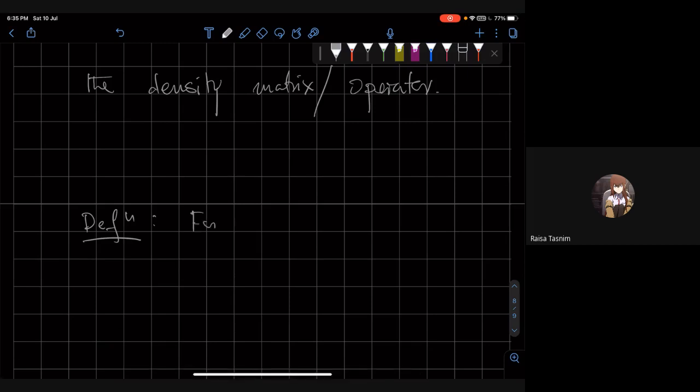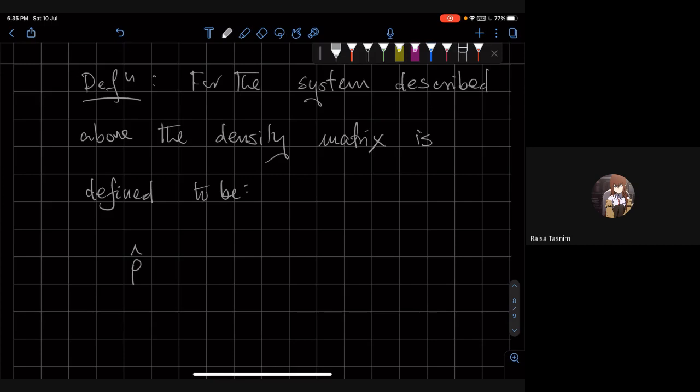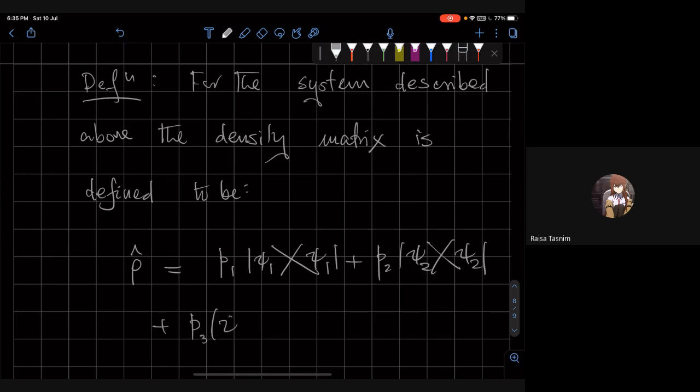Okay, for this system or situation described above, the density matrix is defined to be, so it's an operator, so I'm going to put a hat here, although I might forget that at some point. ρ = P1 |ψ1⟩⟨ψ1|, the outer product between psi1 and psi1, plus P2 |ψ2⟩⟨ψ2|, plus P3 |ψ3⟩⟨ψ3|, and so on and so forth until Pn |ψn⟩⟨ψn|. Okay, so this is the definition of the density matrix.